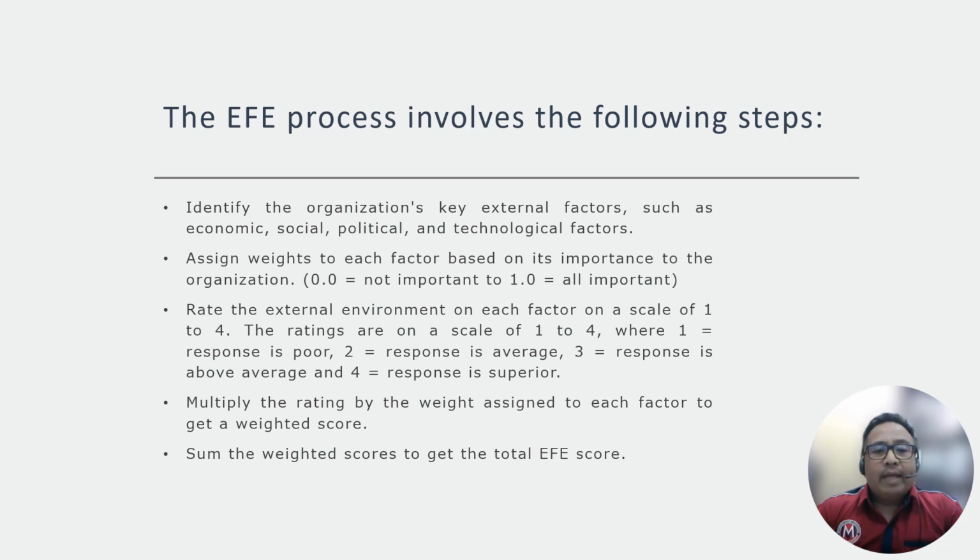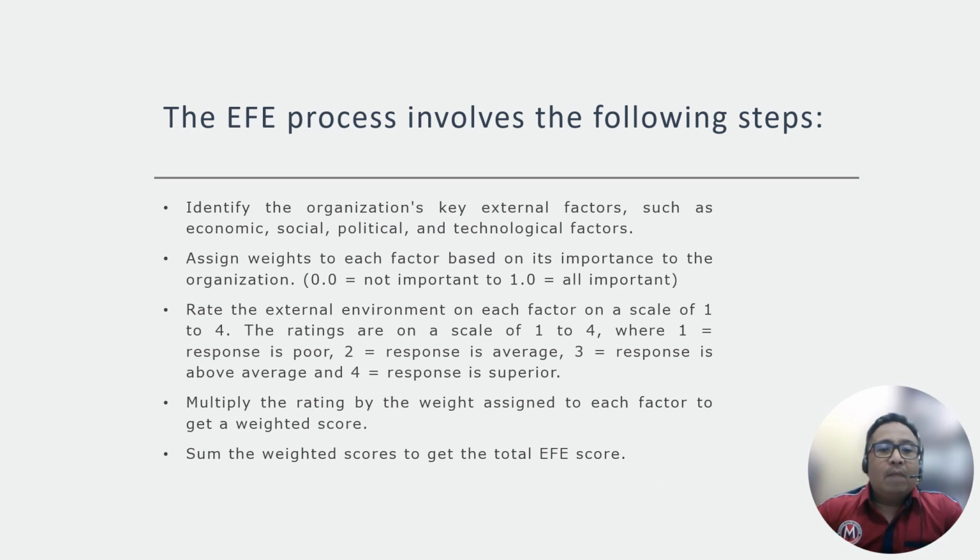Then we need to rate the external environment on each factor using a scale of 1 to 4. The rating should reflect the organization's response to each factor, with 1 being poor, 2 being average, 3 being above average, and 4 being superior. This step assesses the organization's perception of the external environment and its ability to adapt and respond to external factors.